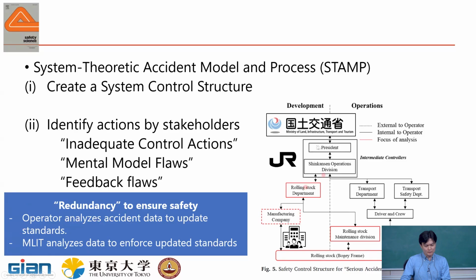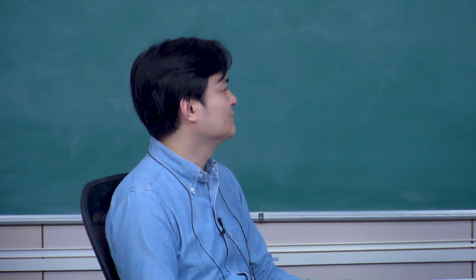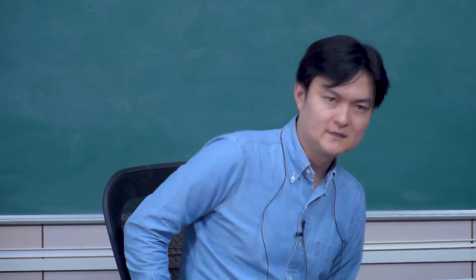In Japan, we have the operator. So JR has to analyze accident data to update their standards. Well, they have to do it. It's their job to constantly look at accident data and analyze it, and then realize that there are certain risks happening, and they have to take steps to ensure that those safety incidents don't happen.